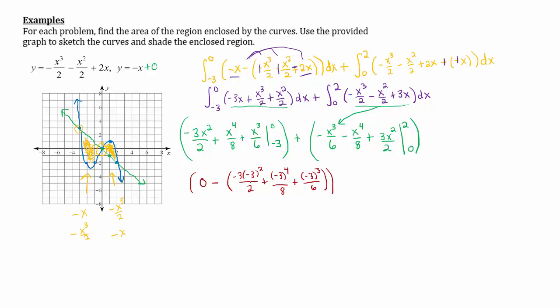So if I figure out what that is, that's the answer to this first part. And then the same kind of thing happens on the next one, except this time I'm going to plug in 2 first. And then I will subtract 0.